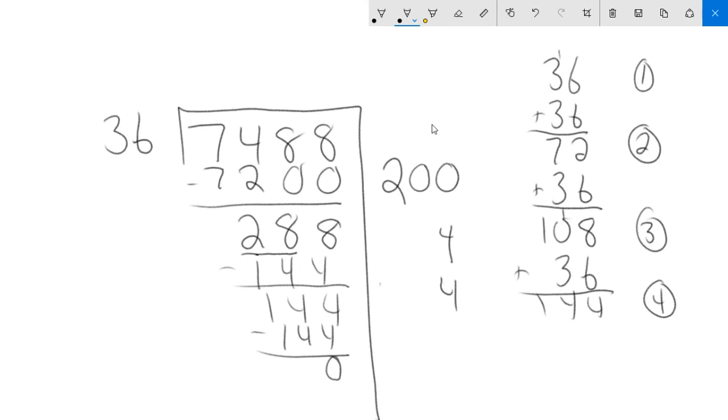So altogether, let's see how many groups we made. We made 8, 0 tens, 2 hundreds. So we made 208 groups. So when we were looking at this and I had 7,488 and I divided it by 36 to find out how many groups it would make, it made 208 groups. So I know now 208 times 36 is 7,488. Okay, so that's just one more example of how to do this.